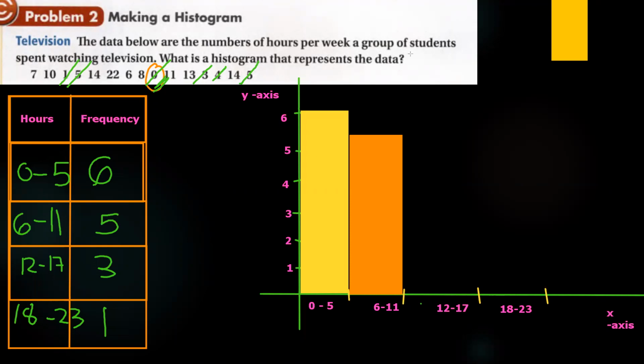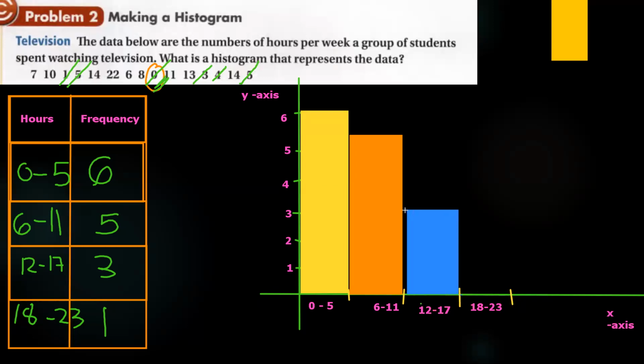Then now here, 12 to 17, exactly. So now you have to start. Just one second, please. So then now here, from 12 to 17, how many numbers? 3. So I have to stop here at number 3.